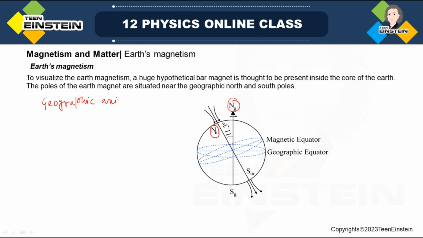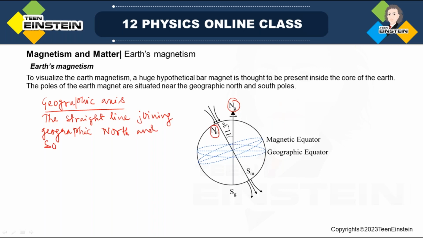Axis. So this is the straight line. This is a straight line joining geographic north and south poles. Okay, and it is called axis of rotation also.